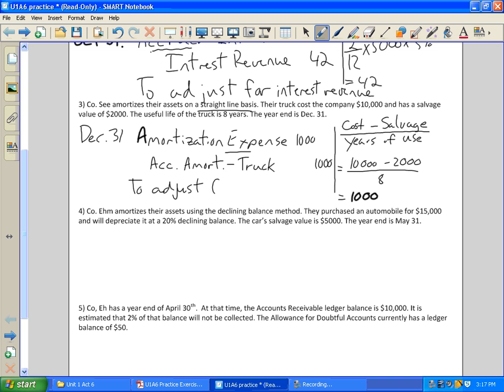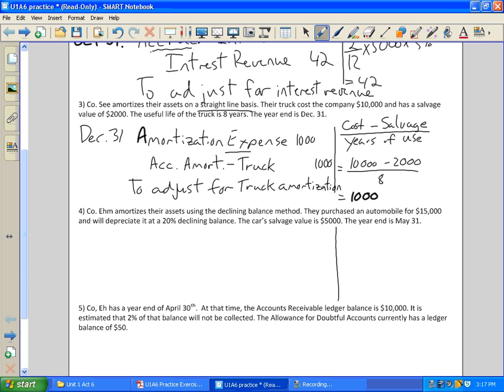To adjust for truck amortization. Okay, again, I'm sorry about it being a little bit tight in there. All right, on to the next one.